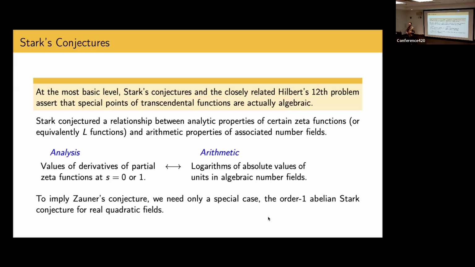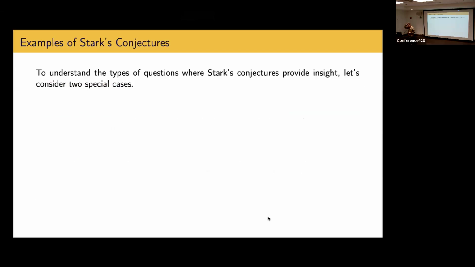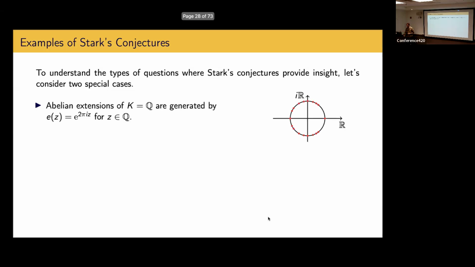We don't actually need the full power of the Stark conjectures. We just need one special case, the order 1 abelian Stark conjecture for real quadratic fields. You don't have to know what that is. I'll give you a little bit more flavor into the types of questions that these things are designed to address. And again, it will show you that actually you're more familiar with this than you might think.